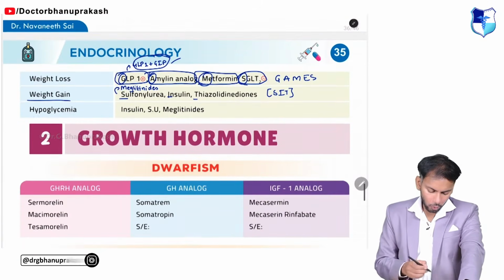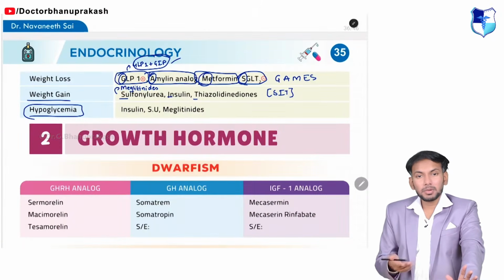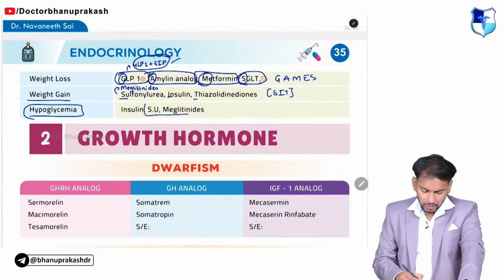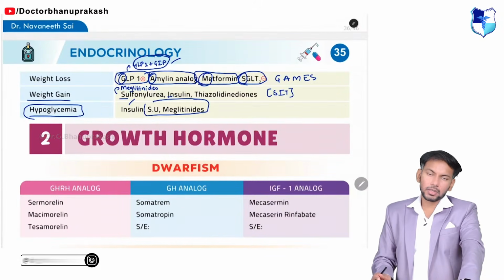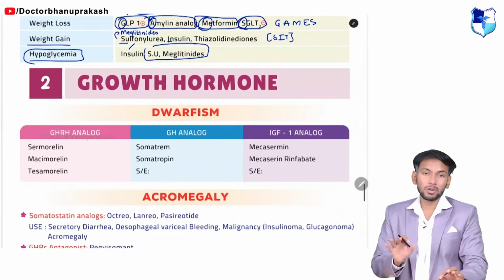That's all. Now, what are causing the hypoglycemia? When insulin is released, it will cause hypoglycemia. What are releasing insulin? Sulfonylurea and meglitinides along with insulin. They will cause hypoglycemia. That's all. Pretty simple. Now, coming to the chapter of growth hormone.